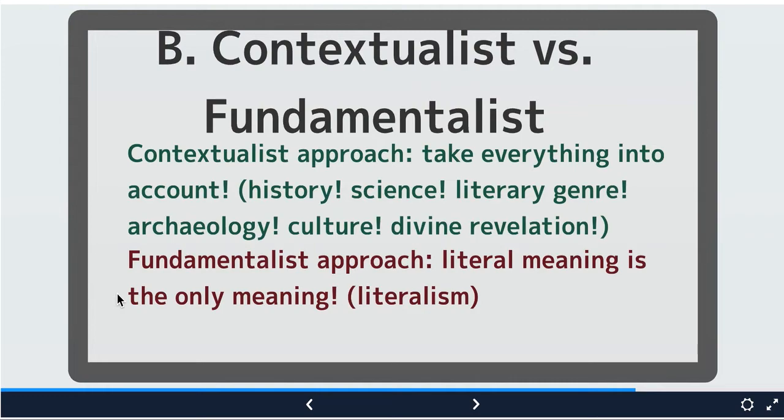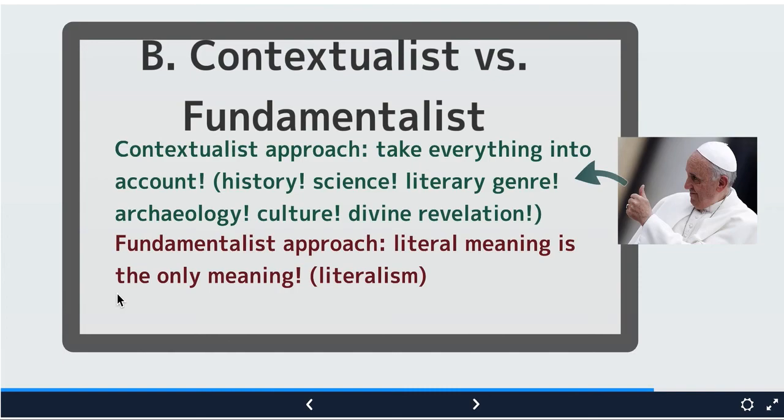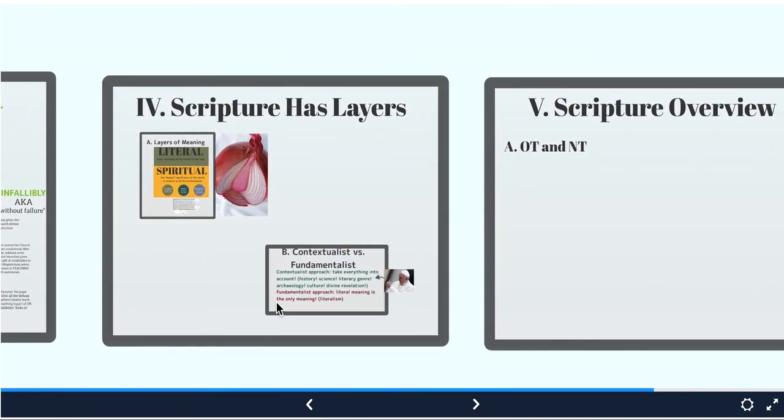There are versions of Christianity that approach Scripture fundamentalistically. They are fundamentalist churches, and they are mainly Protestant denominations, often in the American South, but not limited to that. So, the contextualist approach is the Catholic Church-approved method to interpreting Scripture. So, that is Roman numeral 4, and I will stop this video and start a new one for Roman numeral 5, Scripture Overview. Until then.